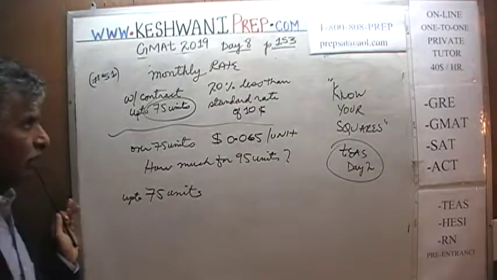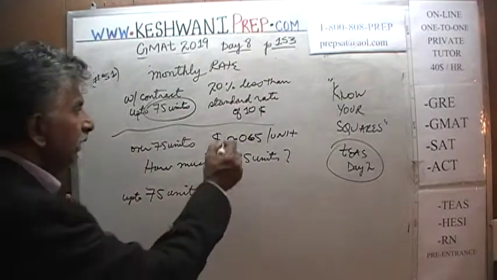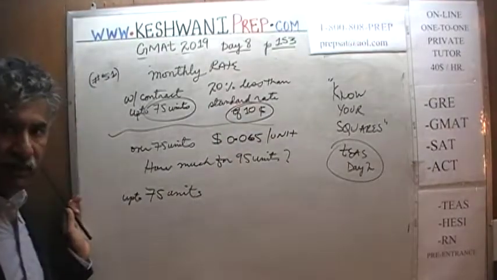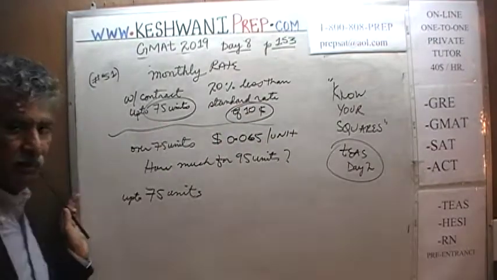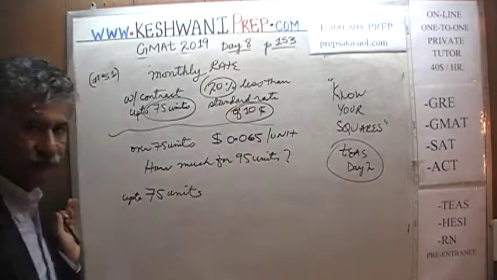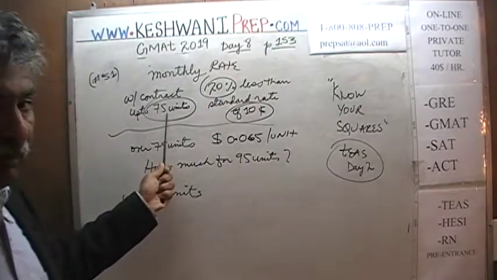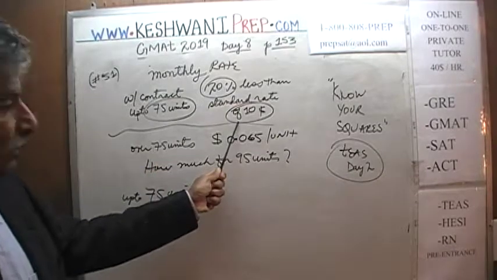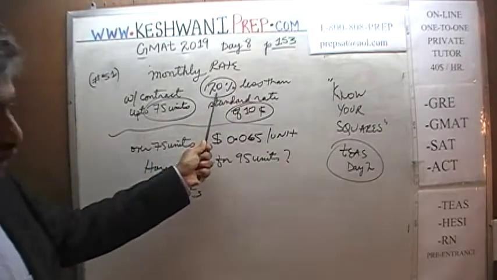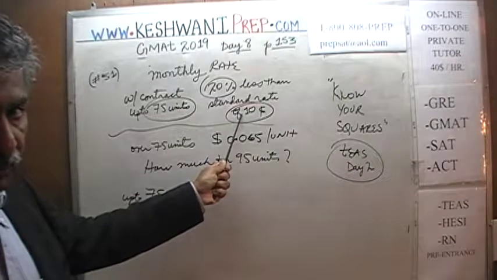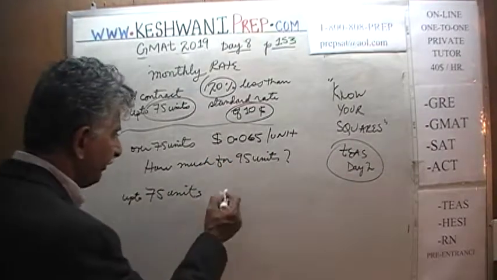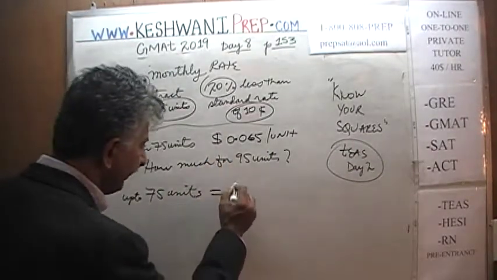Up to 75 units is very simple. Ordinarily, 75 units would have cost me $10, but because I have a contract, I will pay 20% less. 20% less of $10 is $2. So up to 75 units, I will pay $8.